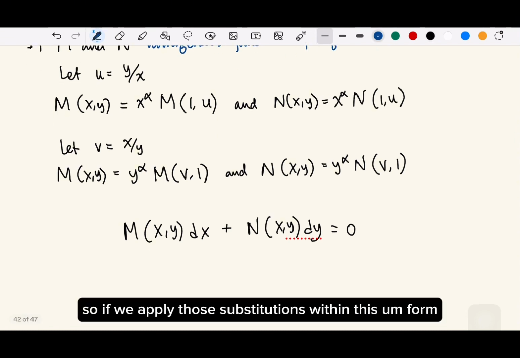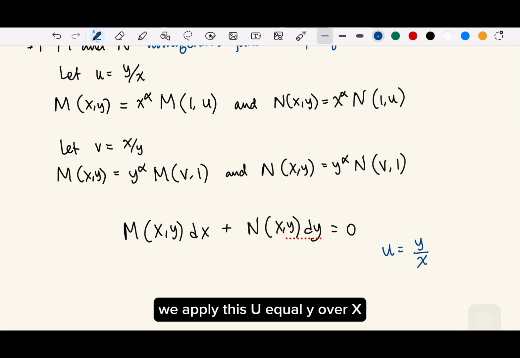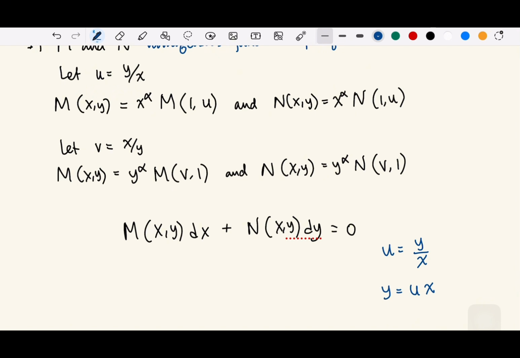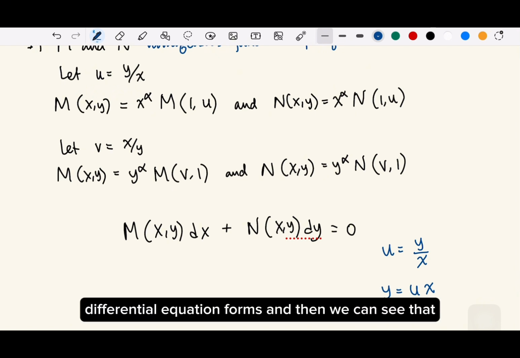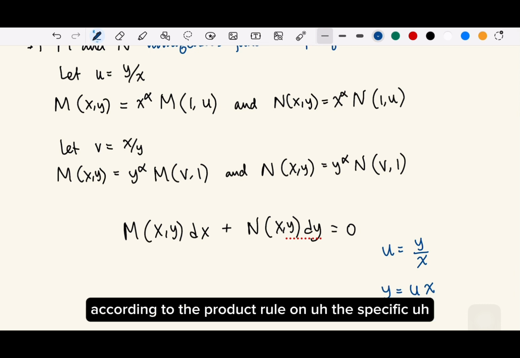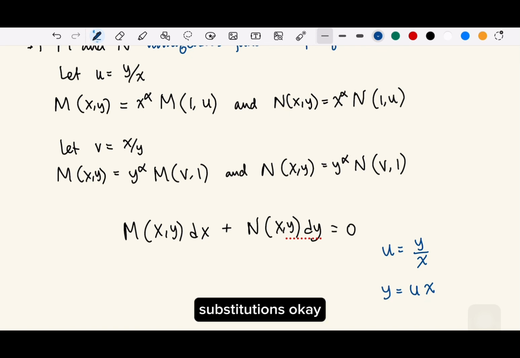So if we apply those substitutions within this form, we apply u equals y over x. The idea is to take y equals ux and derive this using the product rule. After that, we substitute inside the differential equation form, and we can see that all the y will change into ux, and dy will change according to the product rule on the specific substitution.